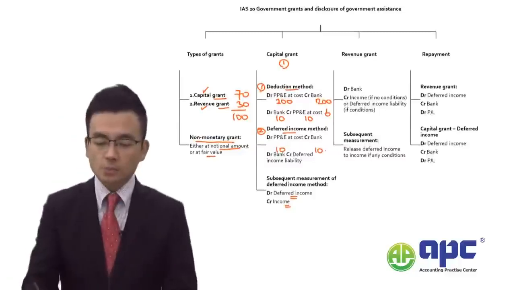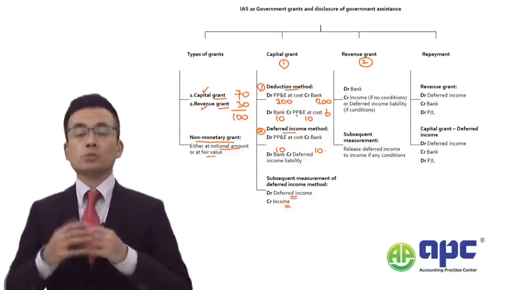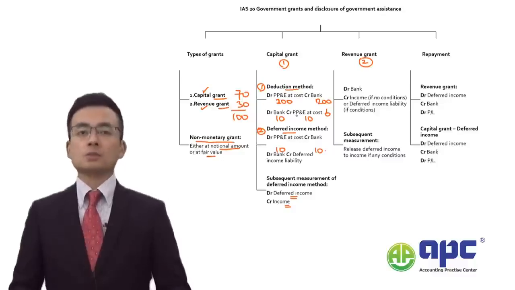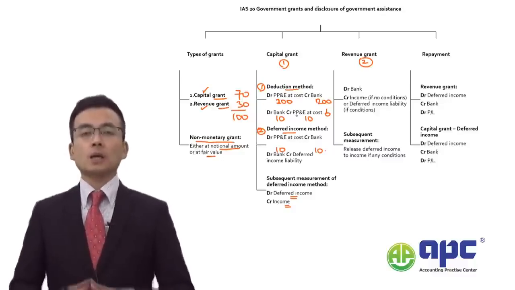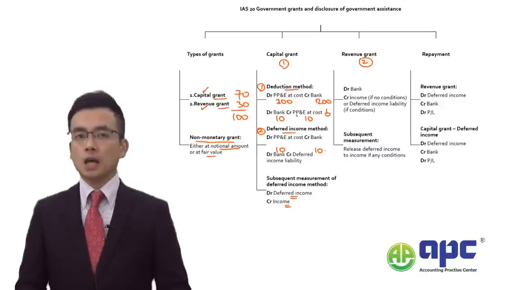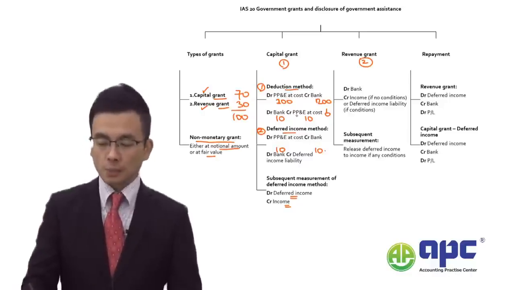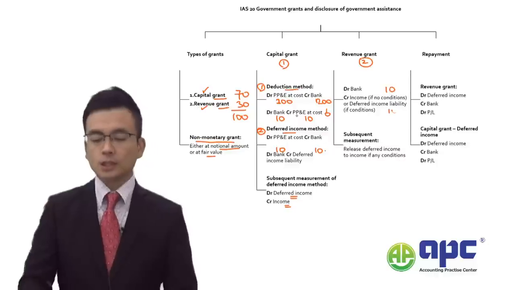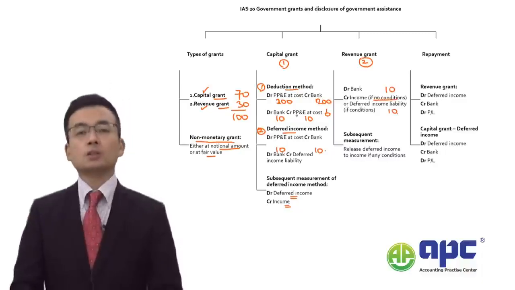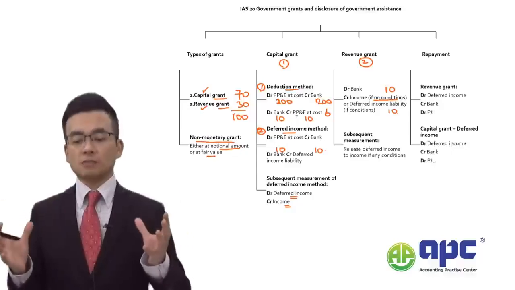But for a second type of grant, which means the revenue grant, because we receive the money from the government to help you to reimburse some of the expenditures that you incur in terms of marketing, R&D, and in terms of the salary costs. So we will receive money from the government with debit bank, and simply to credit the income directly if there's no conditions there. So for example, I can give you $10, no conditions set by the government.